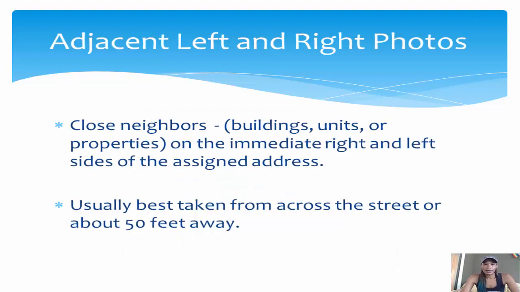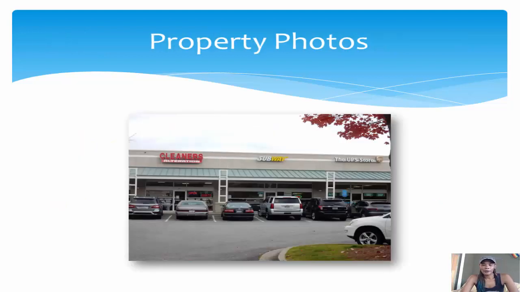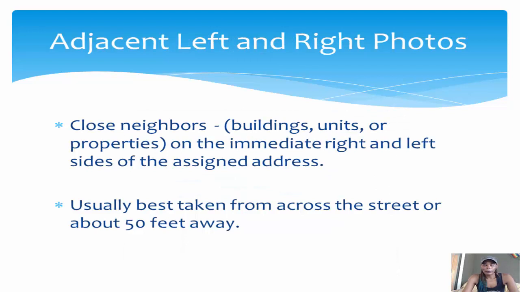So now we're going to talk about your adjacent left and right photos. Basically, those are the close-by neighbors, whether buildings, units, or properties, on the immediate right and left sides of whatever address you are inspecting. For this one, you see there's a cleaners there and there's a UPS store on the right. Those are going to be my neighbors, the units immediately adjacent to the property that I am going to.